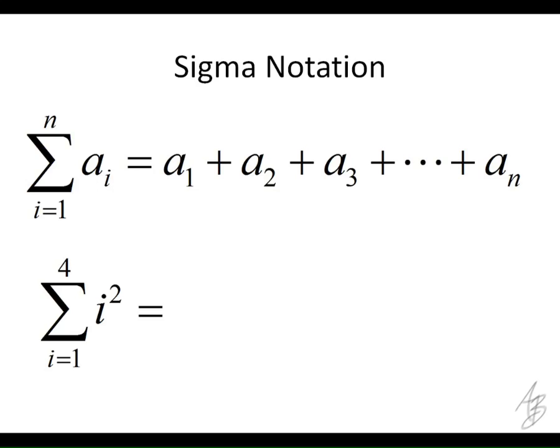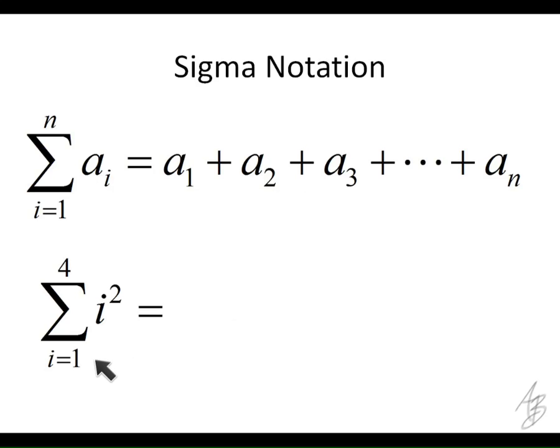Sigma notation, you guys remember sigma? Adding a bunch of things together. So what sigma means is we're going to go from i equals 1 to i equals whatever n is, and we're going to add each of those terms together. So this expression means a sub 1 plus a sub 2 plus a sub 3 all the way up to a sub n.